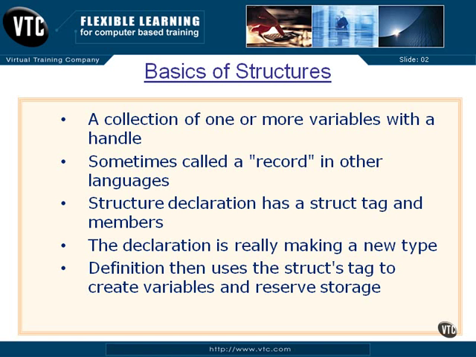A structure declaration has a struct tag and members. The tag is optional, but if you leave the tag off, then you can't do anything else with that structure definition other than what you have right there at the beginning. We're going to see that here in just a second, to make that a little more clear. As I said, the declaration of a struct is really making a new type of variable that we can then define wherever we need to. The definition, when we create the new variable, uses the struct's tag to understand what kind of thing, what type, we want to create. It then makes up appropriate variables and reserves storage for the new type.